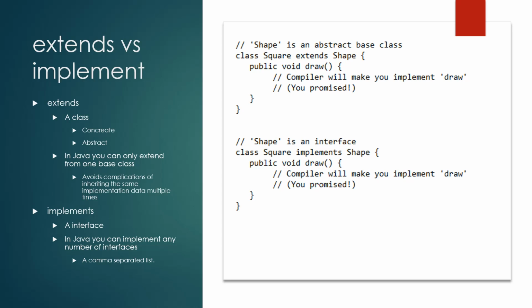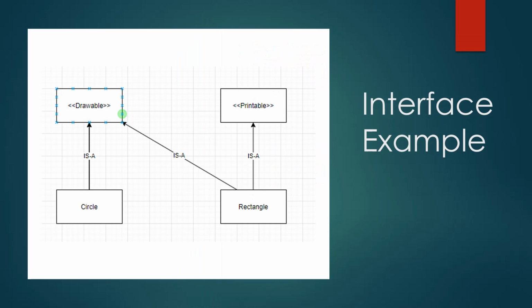In Java, you can only extend from one base class. So once you extend from a base class, that's all you can express. This avoids a lot of complications of inheriting the same implementation multiple times. When you implement an interface, however, you can implement any number of interfaces because interfaces don't have data. They're simpler things. They just have method names. So you can have a comma-separated list for the implementation list. Much more flexible.